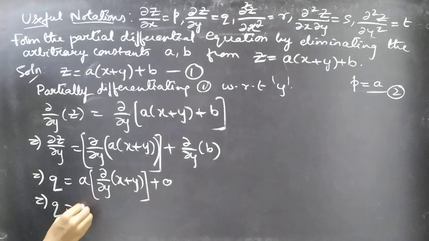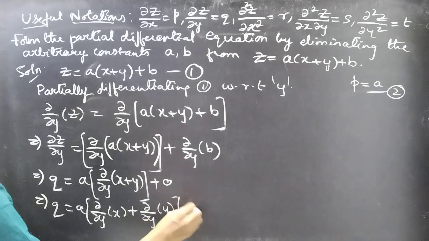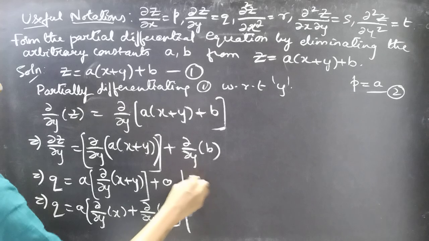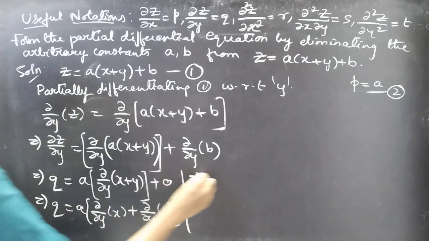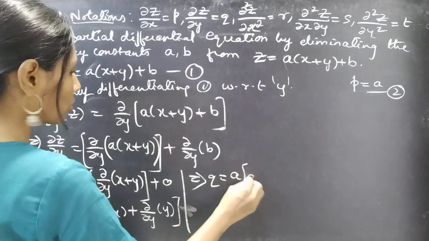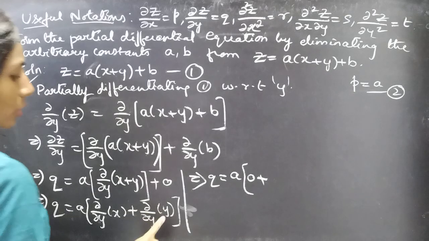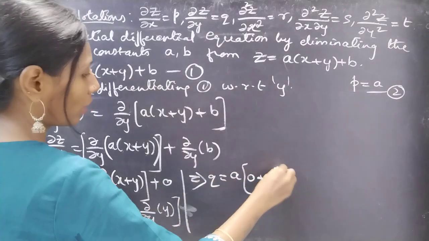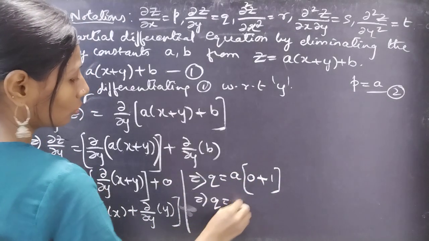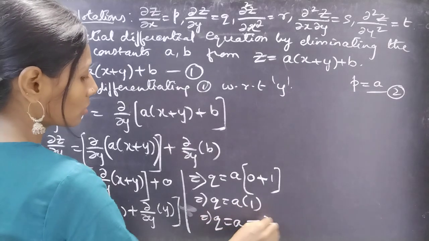Now we can write this as a into partial derivative of x with respect to y plus partial derivative of y with respect to y. We can write this as q equal to a into partial derivative of x with respect to y is 0, because x is a constant. Since we are partially differentiating terms with respect to y, we'll treat x as constant. Plus partial derivative of y with respect to y is 1. This gives us q equal to a into 0 plus 1 is 1. From this we'll get q equal to a. Consider as equation 3.